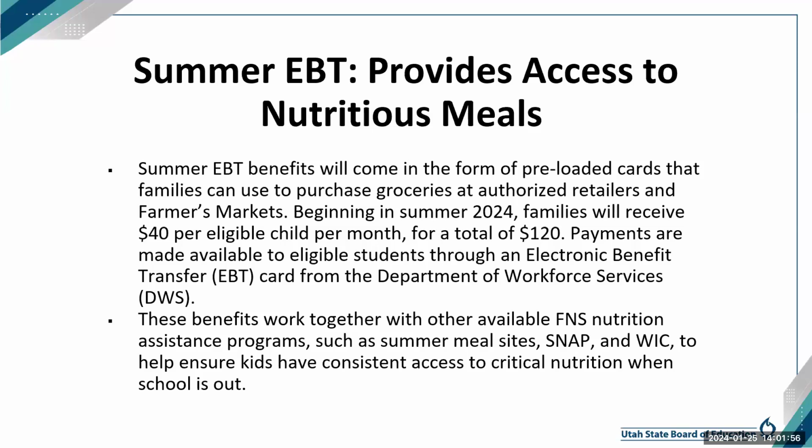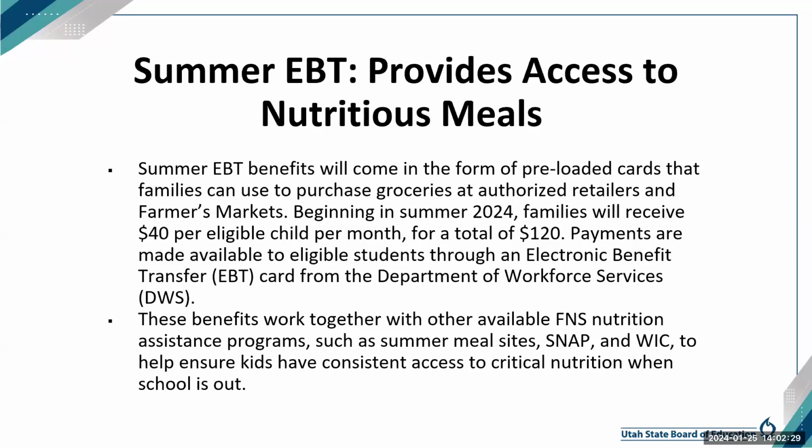So the purpose of summer EBT is to provide access to nutritious meals during the summer for students and children. The benefits will come in the form of preloaded cards that families can use to purchase groceries at authorized retailers and farmers markets. Beginning in the summer of 2024, families will receive $40 per eligible child for each summer month, and that's a total of $120. That amount will not be prorated, it's always the same amount.